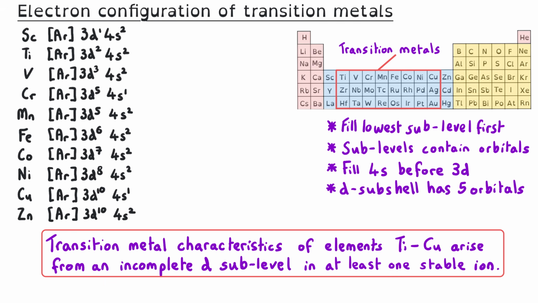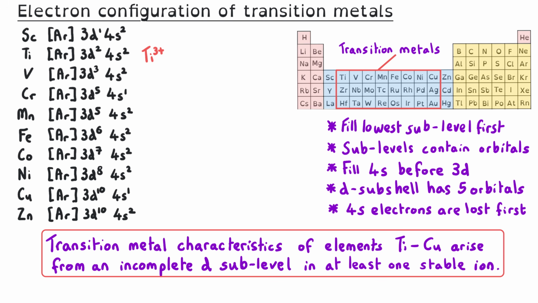The definition for transition metals is to do with the ions that they form. Metal atoms generally form positive ions by losing electrons, and another rule for the D block elements is that they lose the 4s electrons before the 3d. Transition metal elements, for instance those between titanium and copper, get their characteristics because they form at least one stable ion with an incomplete D subshell.